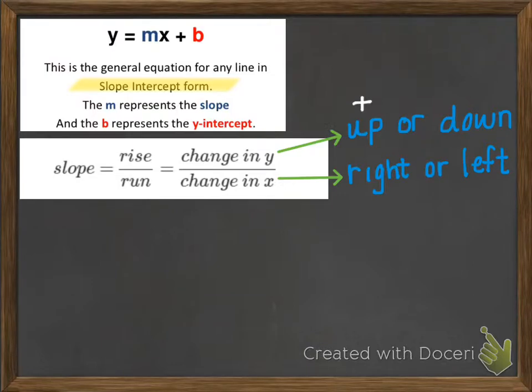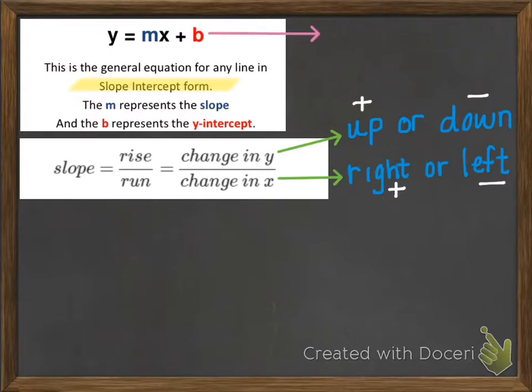Now, you might wonder, how do I know if I'm moving up or down? Well, you look at the number in the numerator spot of the slope. If it's a positive number, that means you're moving up. If it's a negative number, that means you're moving down. Then you look at the denominator of the slope. If it's a positive number, you move right. If it's a negative number, you're going to move to the left. So the sign of the numerator tells you to move up or down, and the sign of the denominator tells you to move right or left.